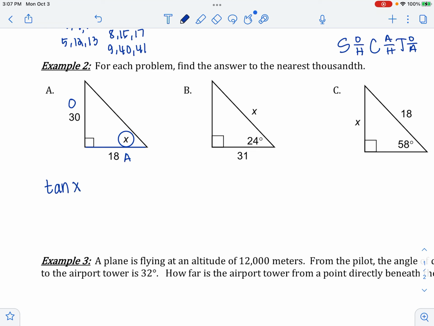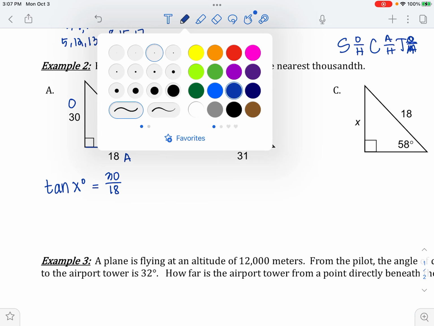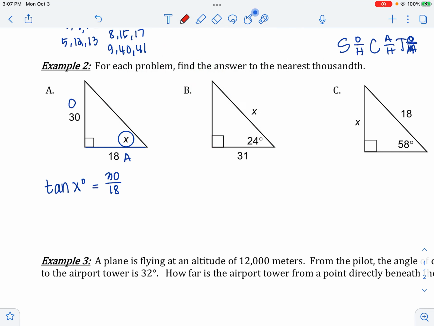So we have tangent of x degrees is equal to, and then remember it's O over A. So opposite, which is 30, over adjacent, which is 18. All right, now I need to get rid of tangent. To undo tangent, I need this to go away, right? We use its inverse, which is tangent inverse. So what we do to one side, we have to do the other. So we have x equals tangent inverse of 30 over 18. And now we can get our answer using our calculators.